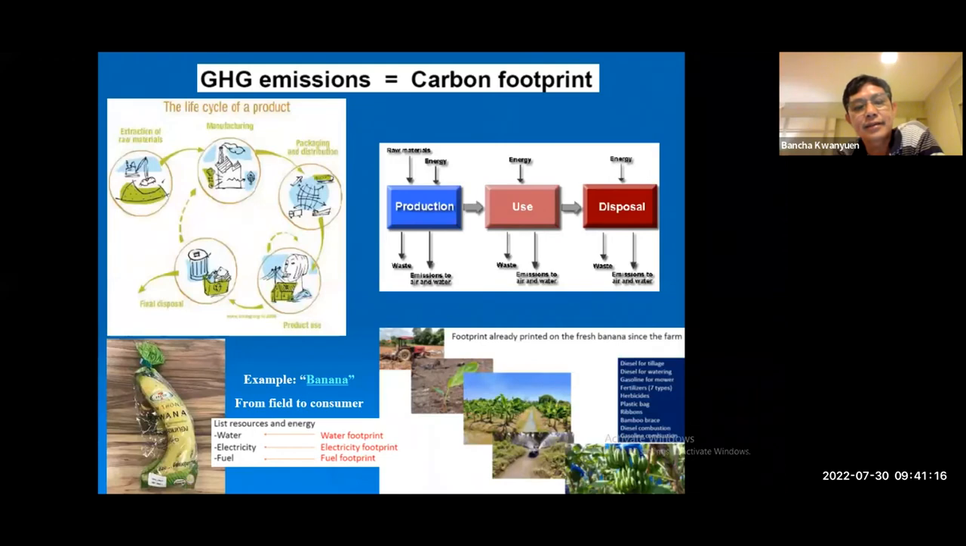And at the end, he talks about the greenhouse gas emission that is going to be converted to the carbon footprint. So also he talks about the products that we use today, that it goes to the carbon, or the greenhouse gas, into the air.